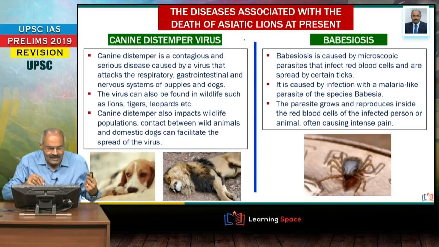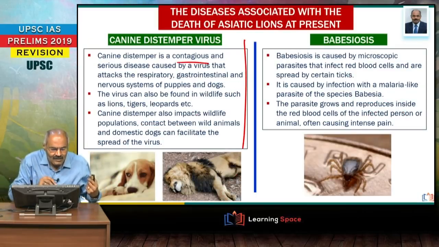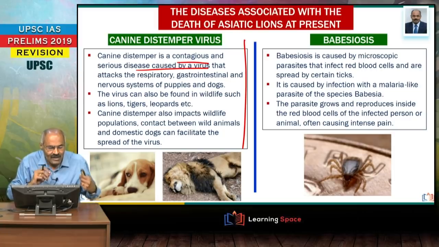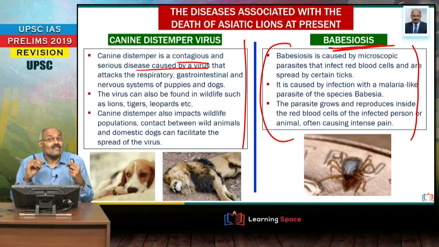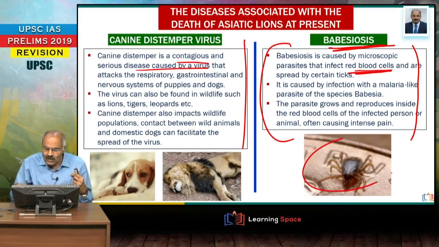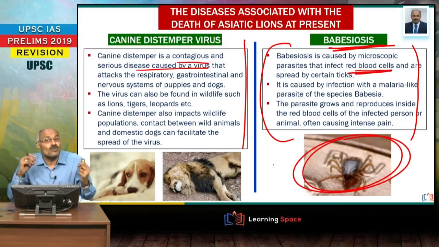Then canine distemper virus is a contagious, serious disease caused by a virus. We have already seen primarily dogs and foxes are affected. This is about canine distemper virus. At the same time, another thing, please don't forget, this may be important from your exam perspective. The other one is babesiosis. It is caused by microscopic parasites that infect red blood cells, and it is caused by certain ticks, please don't forget.